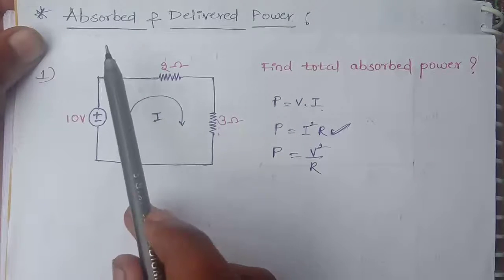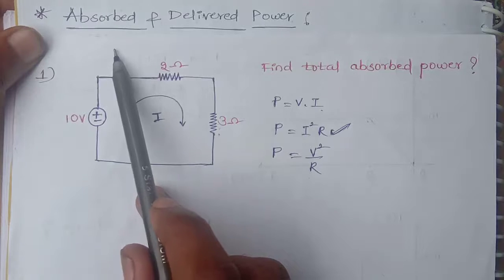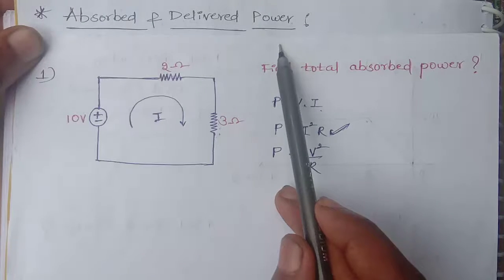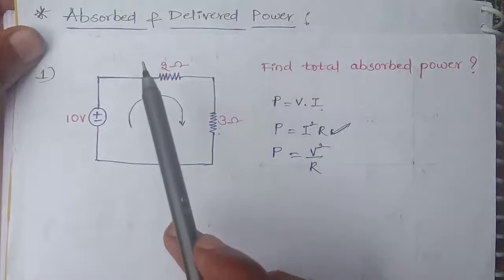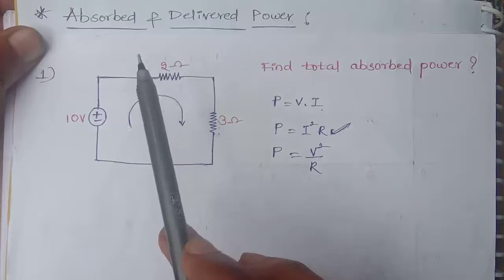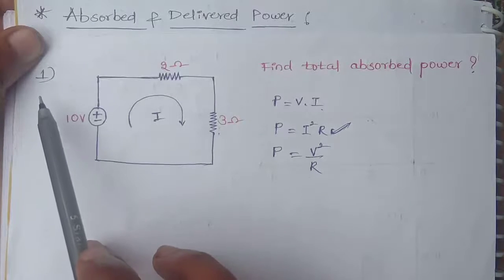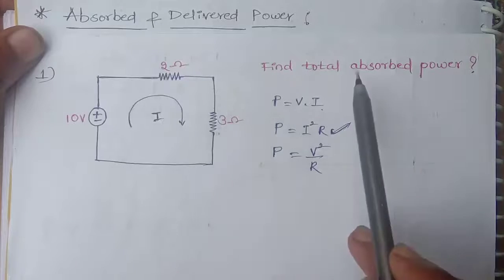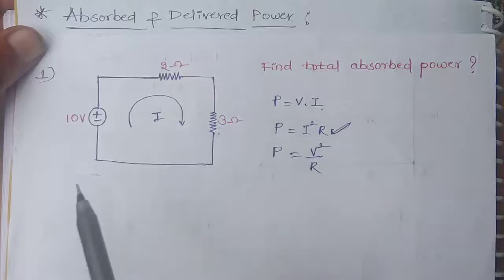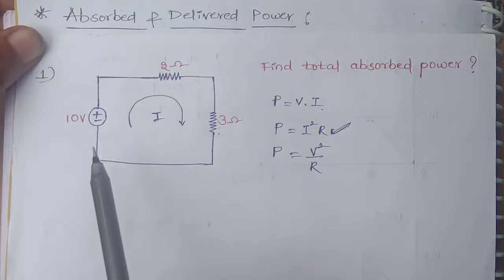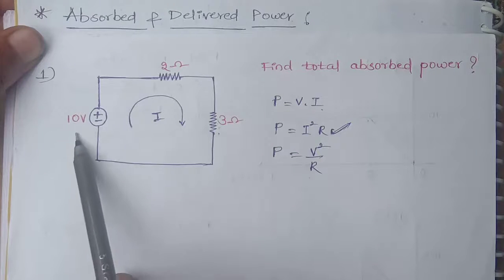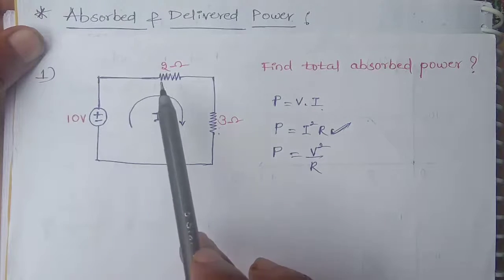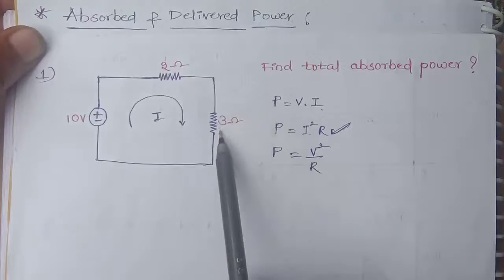In the previous lecture, we already discussed absorbed power and delivered power. Now we need to solve some more problems on this concept so that we will get clarity on the concept. Now look at this first question. We are given this circuit and we need to find the total power absorbed by this circuit. In this circuit, we can see that a 10 volt voltage source is connected with 2 ohm and 3 ohm resistors.